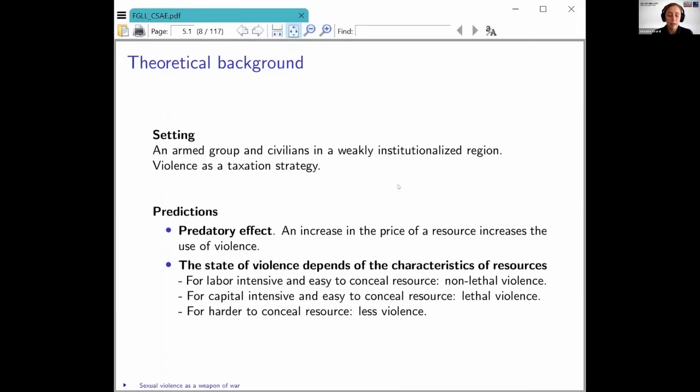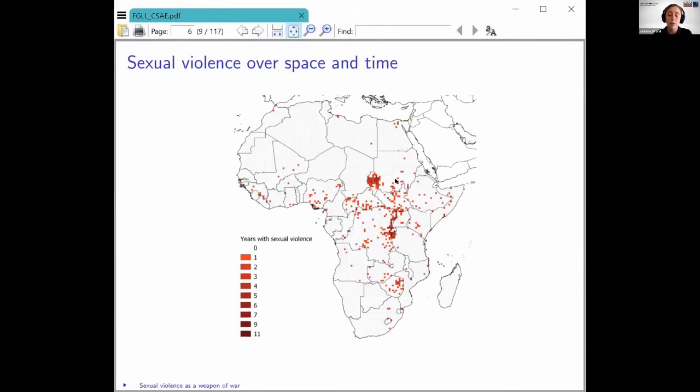Okay, so once we're equipped with this theoretical background, we want to test it with ideally quite fine-grained data on the incidence of sexual violence and the value of local natural resources. We combine this in a panel of cells covering the African continent. These cells appear here in gray; they are cells of 0.5 degrees longitude and latitude, that is 55 times 55 kilometers at the equator. And we have observations for these cells over 21 years, thanks to the latest version of the ACLED.